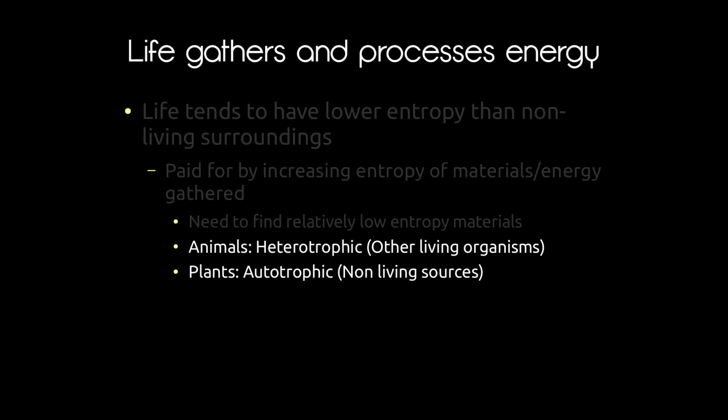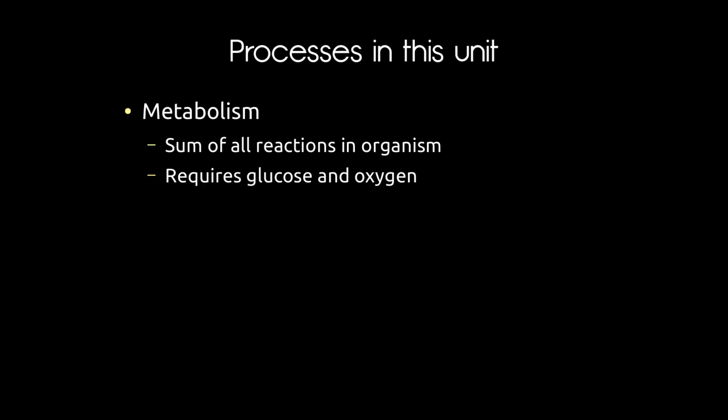Now, animals and plants find this source of low entropy energy in two different ways. Animals use other living organisms to get it. Therefore, this makes them heterotrophs. Plants, however, generally obtain their low entropy energy from non-living sources, sunlight, making them an autotroph.